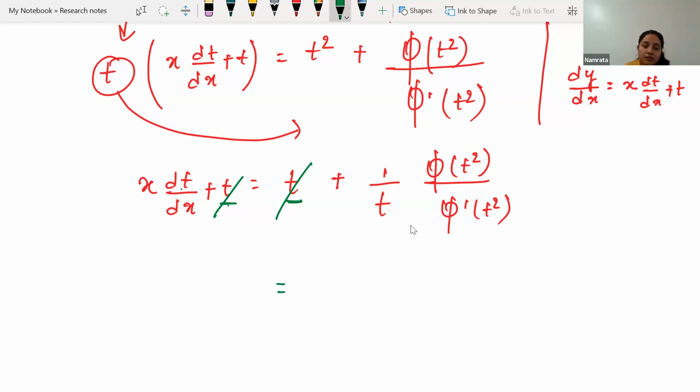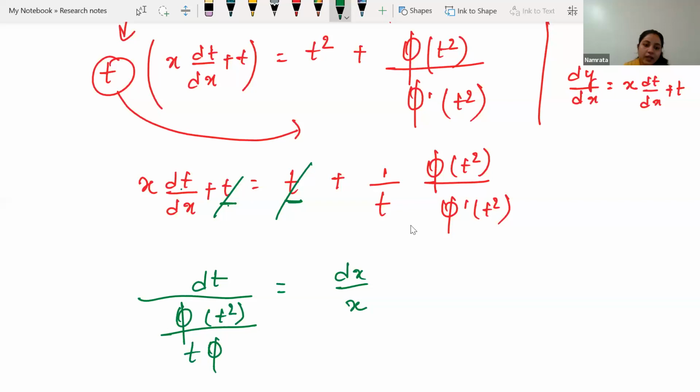Here we will be having dt, okay, dx by x I am going to transfer to the other side, and on the other side this 1 by t, this one I am going to write over here by phi of t square over t into y dash t square. Are you getting it? I have taken everything from here.